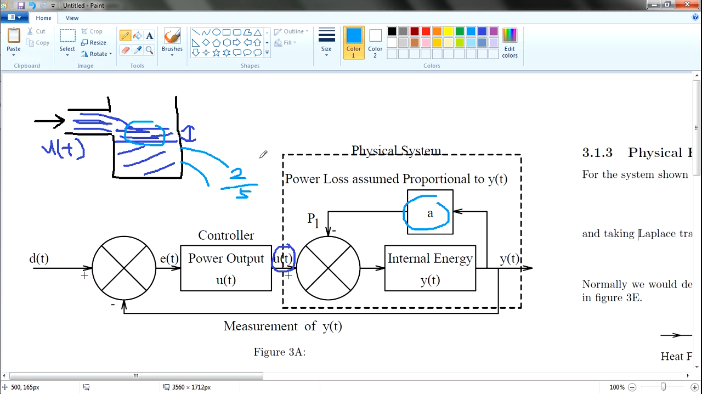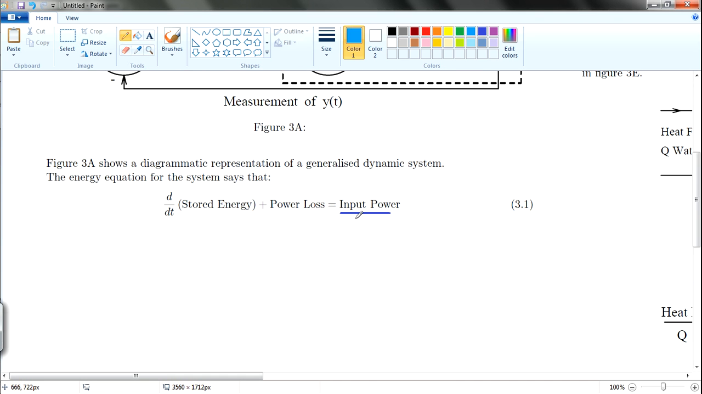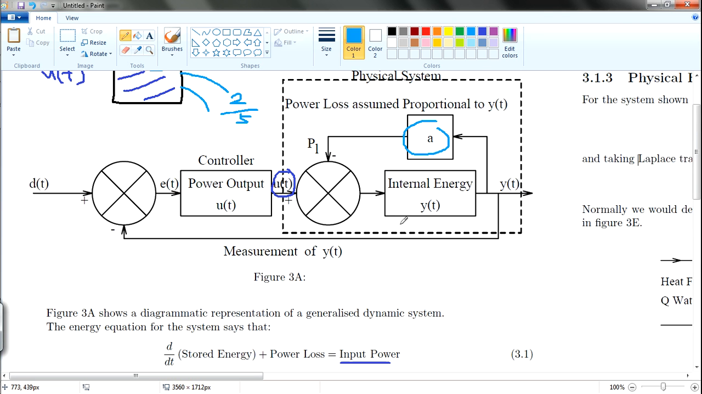Let's say this is 2/5 of the input. Hold on again. In an ideal scenario, input should be equal to output. However, because we have a power loss, we assume that the power loss is proportional to the y of t. Nonetheless, I may be wrong, but I believe that it is also proportional to the input itself. So 2 over 5 is maybe the power loss, while 3 over 5 will give rise to the water level.